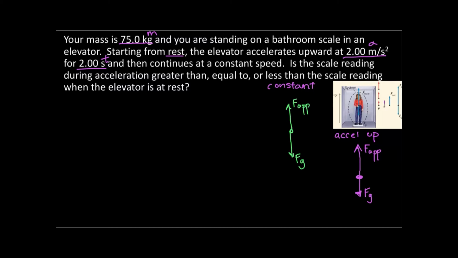Okay, so at a constant speed, your applied force is going to be equal to your gravity force, right? And your gravity force is just your mass times gravity, which is 75 times 9.8, which is 735. So that's what we're comparing to, right? Our gravity force.